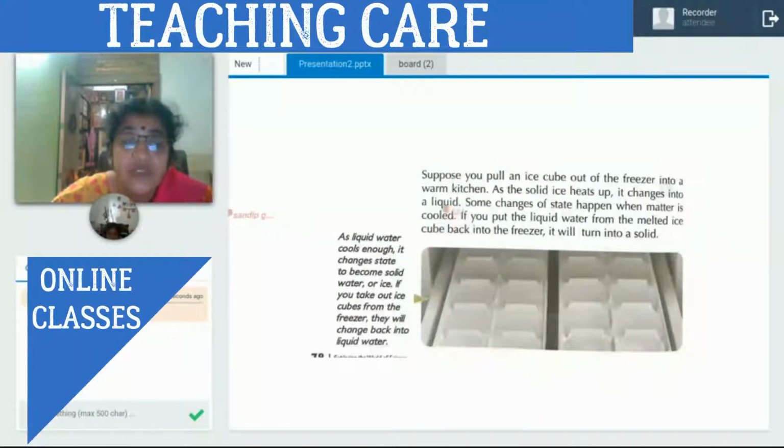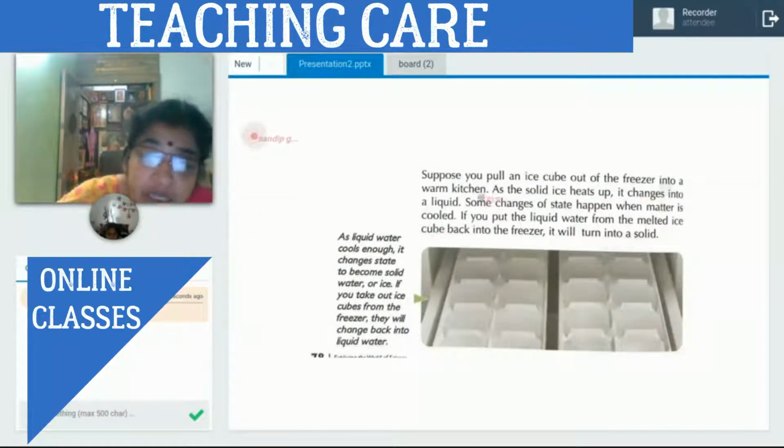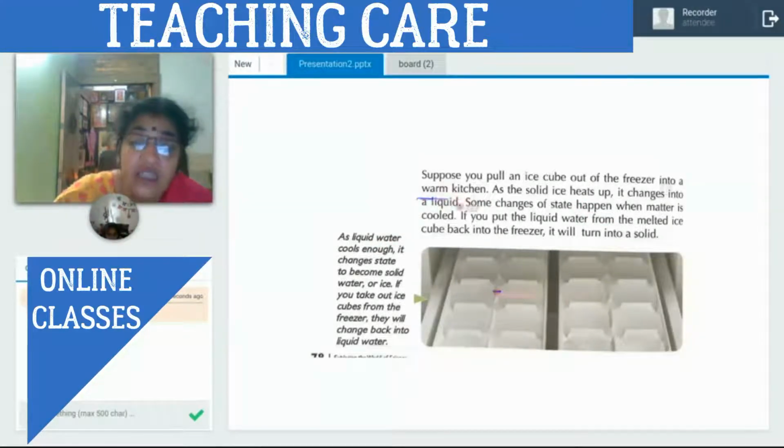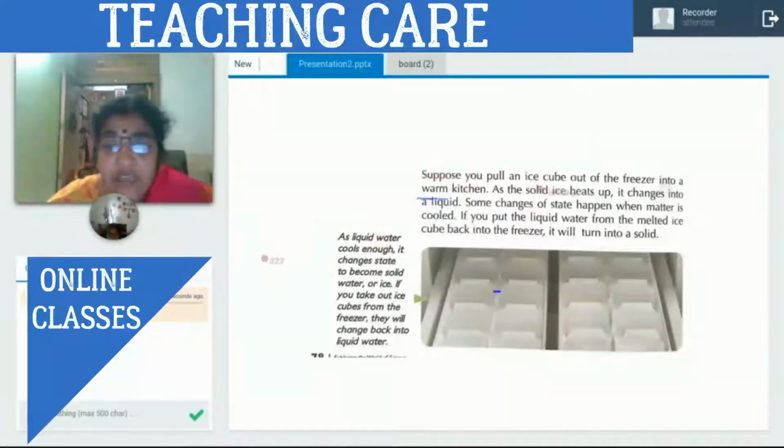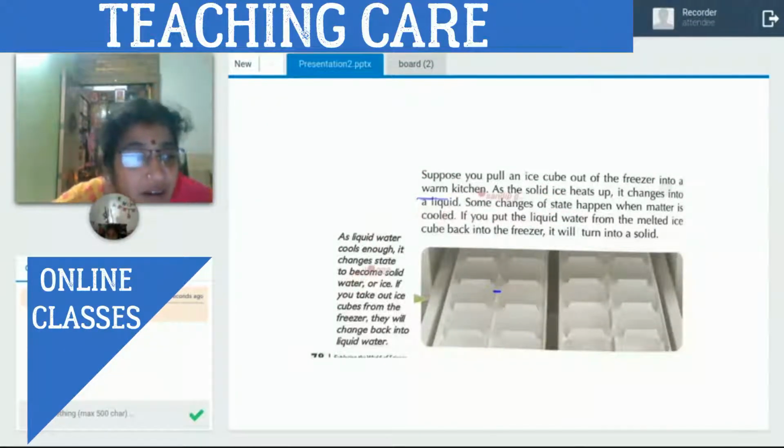Okay, next. Now, suppose you pull an ice cube out of the freezer in a warm kitchen. We are going to see one experiment. You are pulling an ice cube out of the freezer in a warm kitchen. The kitchen is hot also, right? What will happen? If you take the ice cube from the freezer, the kitchen will be warm.